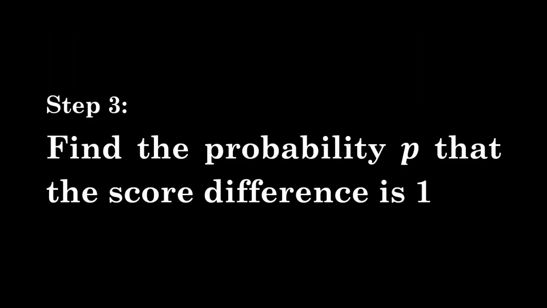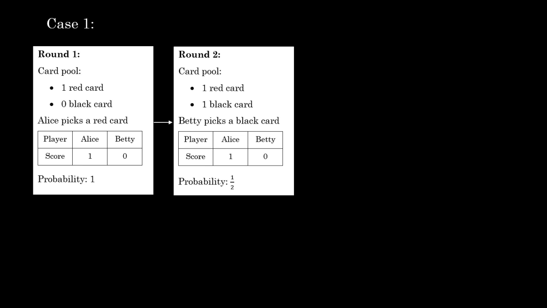In this final step, we are going to determine that probability p. Note that the event of obtaining a score difference of 1 comprises infinitely many sub-events. We will examine the first few to establish the pattern in their probabilities. The first case comprises two sub-events: Alice picking a red card in the first round and Betty picking a black card in the second round.